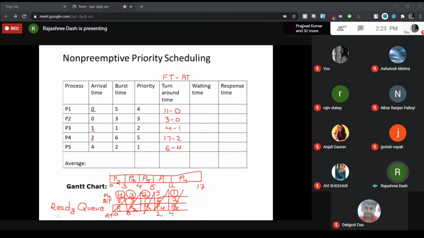So now quickly find out the average turnaround time. What will be the average turnaround time? Use the calculator. 6.8. Very good, 6.8.